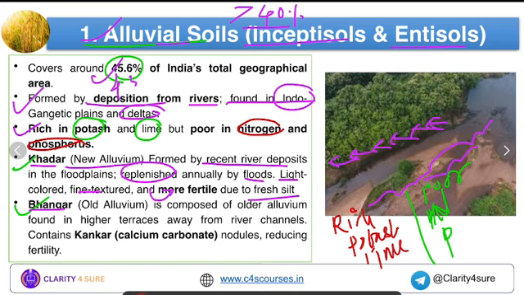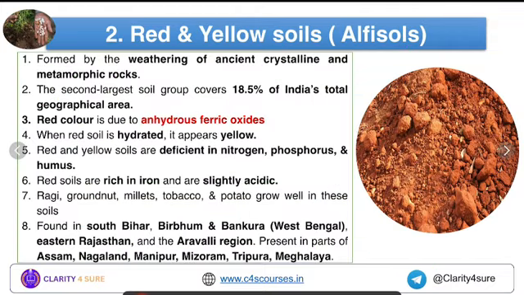But the bhangar is old alluvial soil, deposited at the higher terraces away from the river channels. They contain kankar, that is calcium carbonate nodules, which reduces its fertility. So which alluvial soil is more fertile? The khadar is the more fertile alluvial soil. So this was it about the alluvial soil.